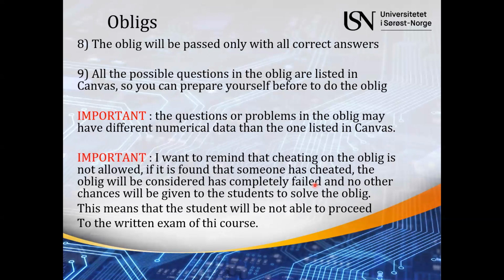The oblique will be passed only with all correct answers. And this is because, of course, you have only 6 questions. In the past, I gave 30, 20, and they were all able to finish them all. This year I give 6. So I'm definitely requiring that all the exercises be correct.